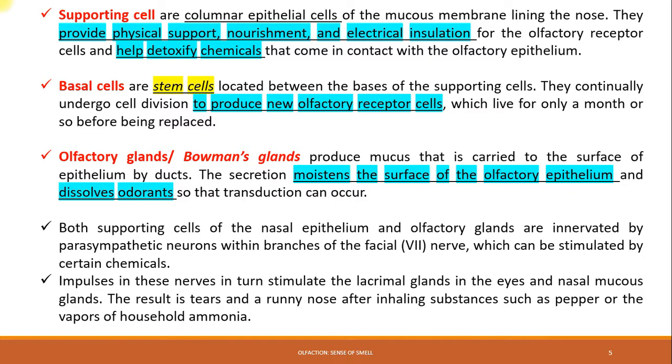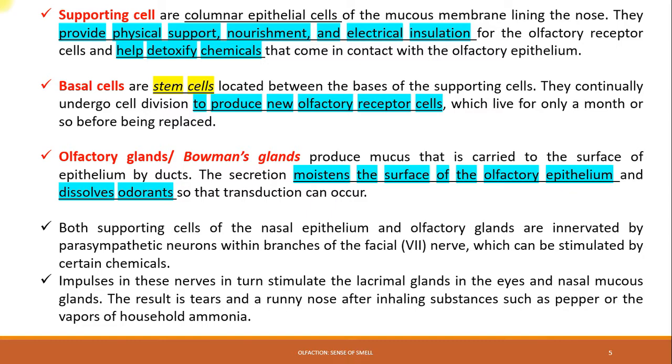So here it differs from the sense of gustation. In gustation, first of all the basal cells convert into supporting cells and then to the gustatory receptor cell. But in case of olfaction, these basal cells continuously divide to form the olfactory receptor cells. They don't form in between the supporting cells.